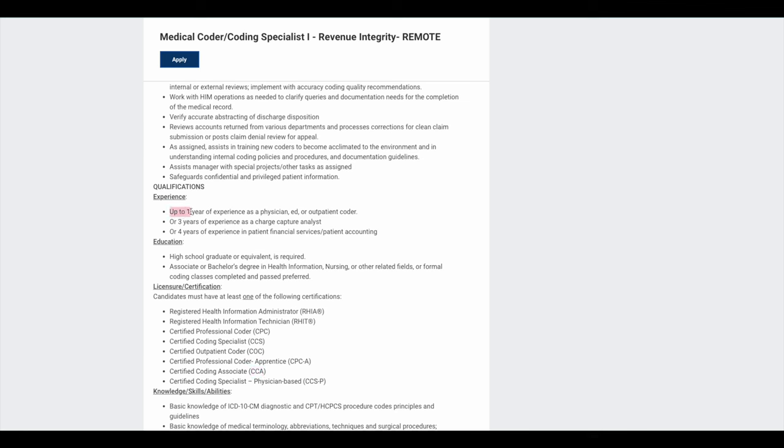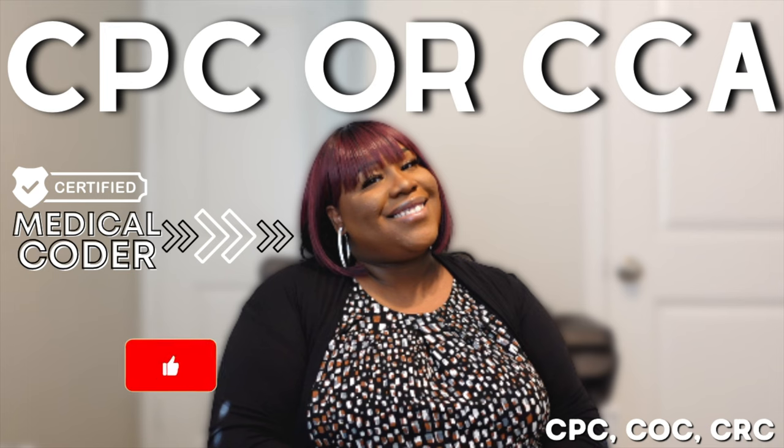They picked this verbiage for a reason. They're wanting to give someone a chance who has no experience. So if you have no experience, you need to be all over this one and applying as soon as you possibly can. And it's remote. Wonderful, wonderful opportunity.